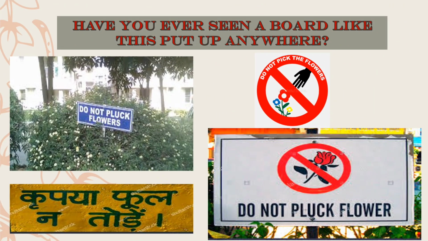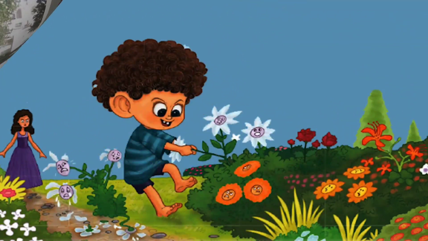Have you ever seen a board like this put up anywhere? Here we can see pictures on which it is written, "Do not pluck flowers. Kripya phool na todein," which means we should not pluck flowers. Here we can see a small boy who is plucking the flowers unnecessarily and just throwing them on the ground. Also we can see that the flowers are crying. They are so sad for being plucked off.